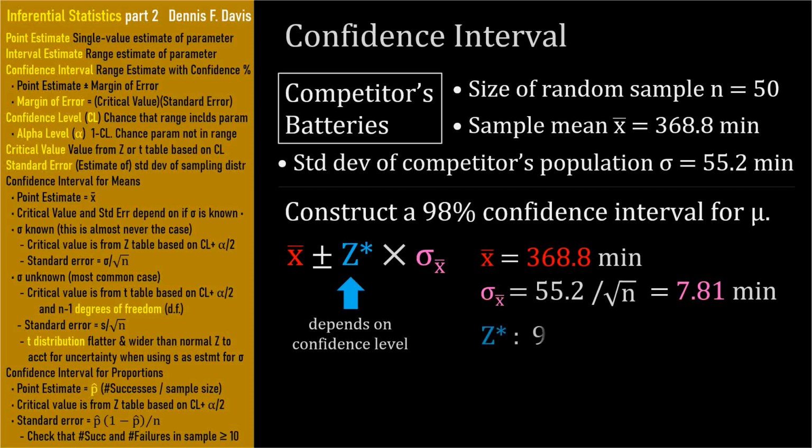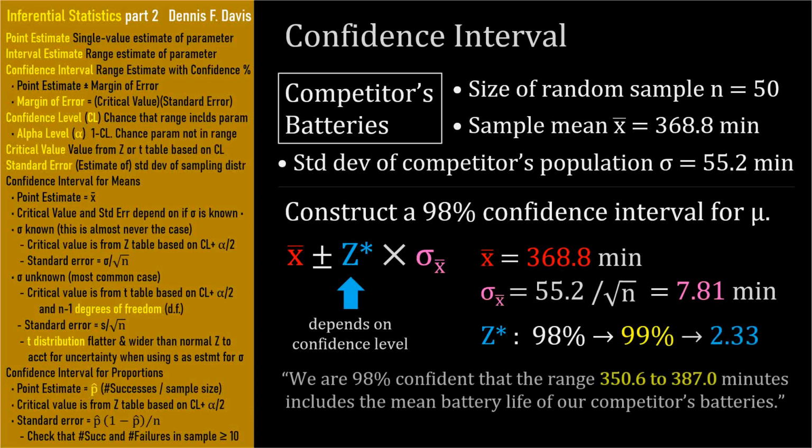With a confidence level of 98%, we look up 0.99 in the normal table. With practice, you won't need to draw a sketch. Look up 0.99 in the normal table, and we get a critical z-value of 2.33. We are 98% confident that the range 350.6 to 387.0 minutes includes the mean battery life of our competitors' batteries.